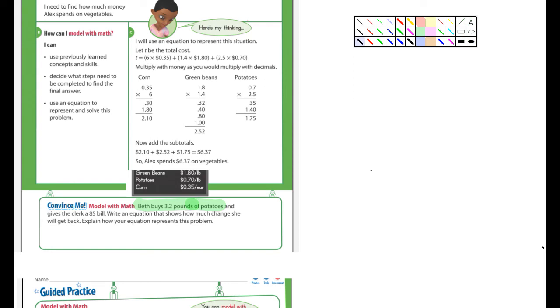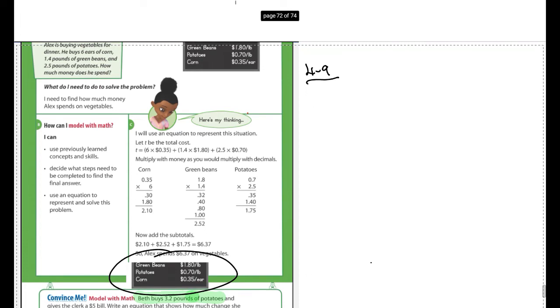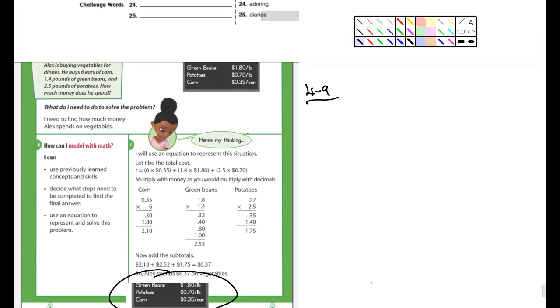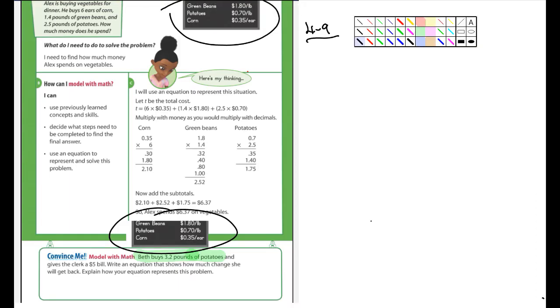I cut this out from the top. It's a copy of this right here. That one right there, so that's the same thing. So, 3.2 pounds of potatoes. Well, how much is a pound of potato? It's right there. It's 0.7 or 70 cents a pound.